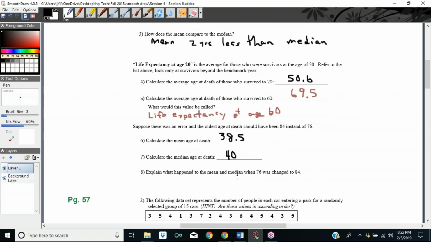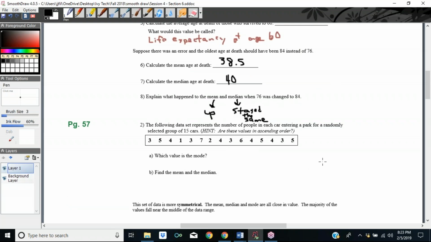So explain what happened to the mean and the median when 76 was changed to 84. Well, the mean went up, it increased, and the median stayed the same. And that's because we didn't change the number of numbers that we had, and we didn't change those middle 2 numbers, so that is why the median stayed the same.